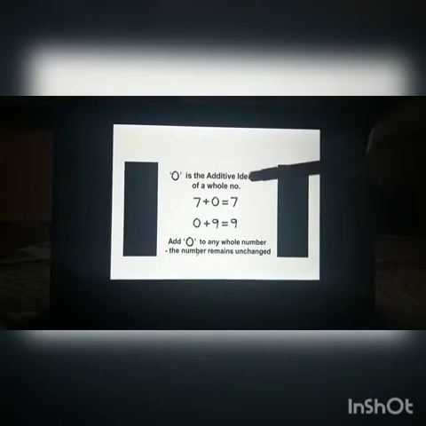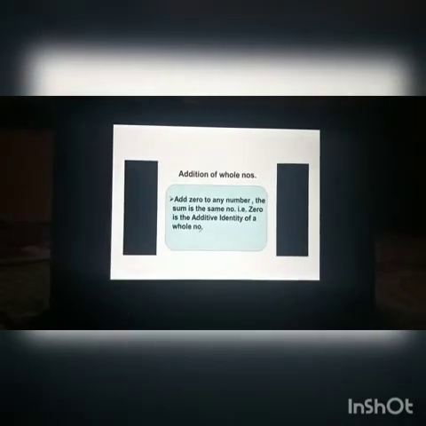This point is important. You can get this question for 1 mark. Dash is the additive identity of whole number. The answer is 0. When you add 0 to any whole number, the number remains unchanged. So add 0 to any number, the sum is the same number, that is 0 is the additive identity of a whole number. This 0 is known as additive identity of a whole number because whenever we add 0 to any number, the answer is the same number.